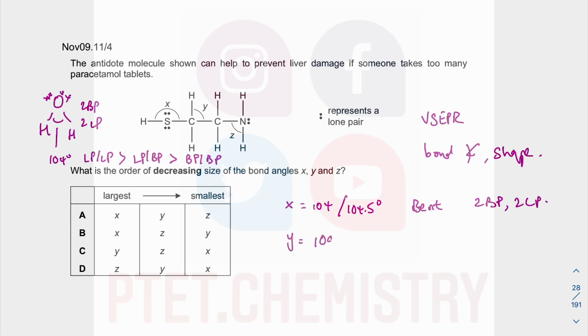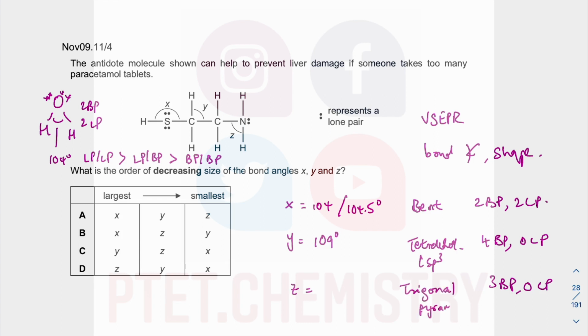For Y, it's going to be 109 degree because there's a carbon bonded to 4 different atoms. So there is a carbon with 4 bond pair because there's 4 sigma bond, and 0 lone pair because the carbon has used all 4 outer shell electrons for bonding. So that is your standard tetrahedral, 109 degree, carbon sp3 hybridization. For your Z, that is around the nitrogen. It has got 3 sigma bond, so that's 3 bond pair, and 1 lone pair. That is your trigonal pyramidal. Just like in ammonia, you're going to have 107 degree.